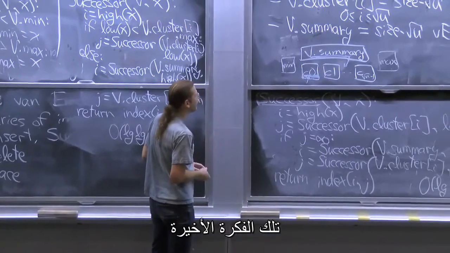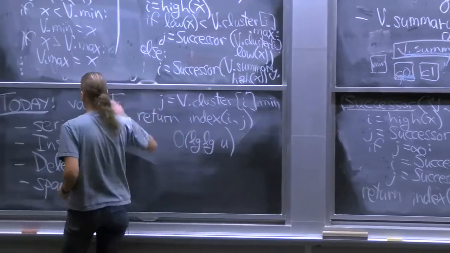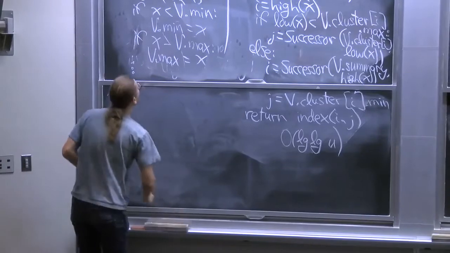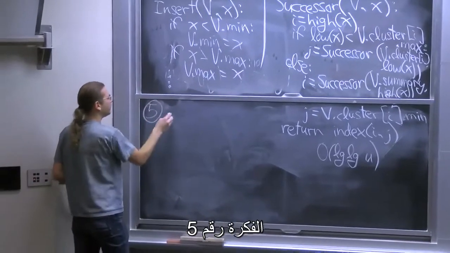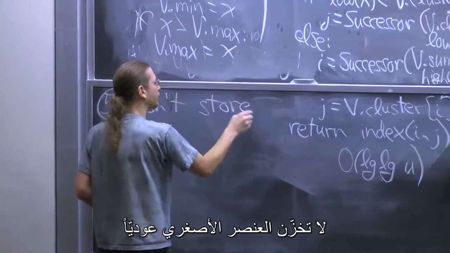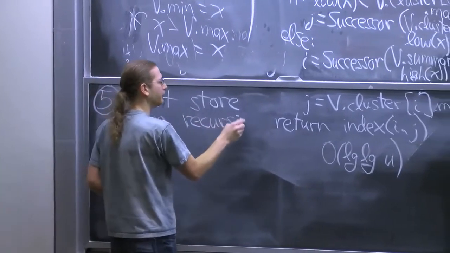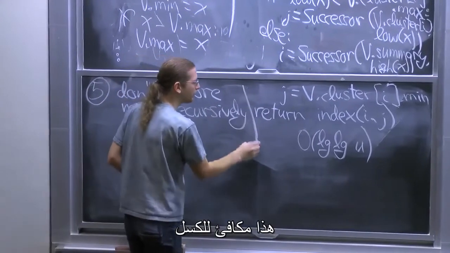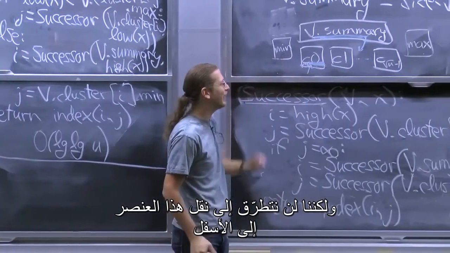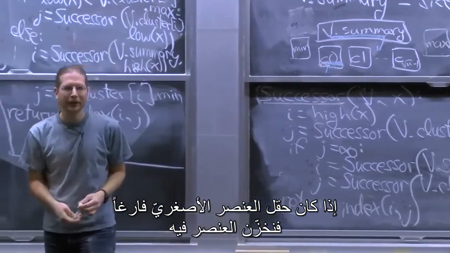So that's the last idea, pretty much. Idea number 5 is don't store the min recursively. This is effectively equivalent to lazy, but we're actually just never going to get around to moving this guy down. Just leave it there. First, if the min field is blank, store the item there.